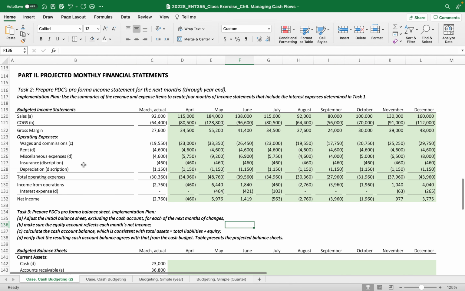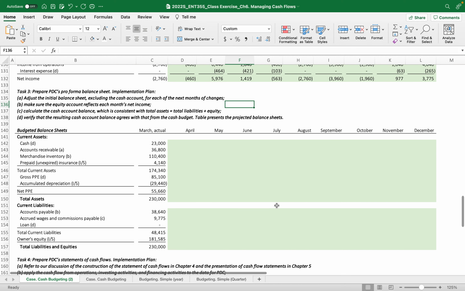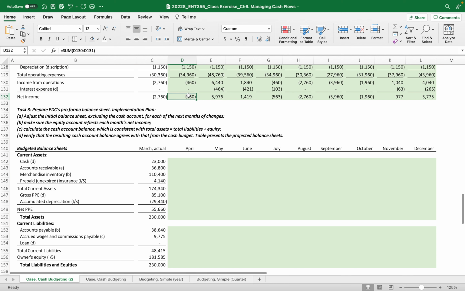Then we finished how to create the budgeted income statement to project it every month, right? And then the budgeted balance sheets start from the cash balance, always cash, current assets, liabilities, and the equity, right? And then we balance out all the assets and liabilities and equity. We need to make sure the equity account reflects each month's net income. This net income should be included in the owner's equity, right? That owner's equity also includes retained earnings. All the net income accumulated is retained in the retained earnings.